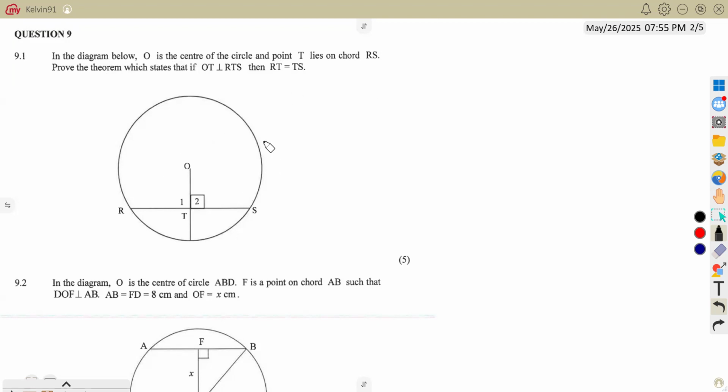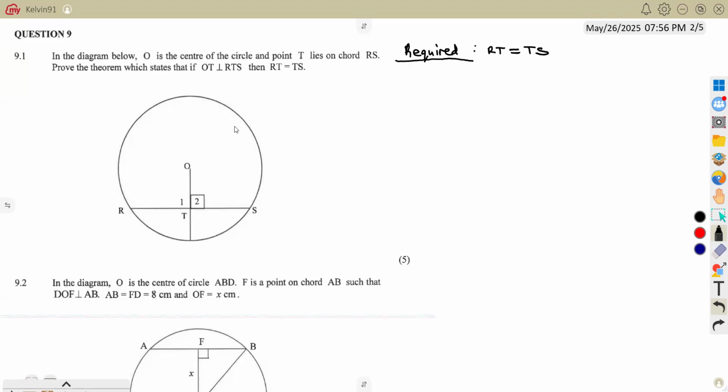Whenever we are doing proofs of theorems, the first step that you have to do is to construct. So in this question, what is required? You are given a line drawn from center perpendicular to a chord. So you are required to prove that RT is equal to TS.